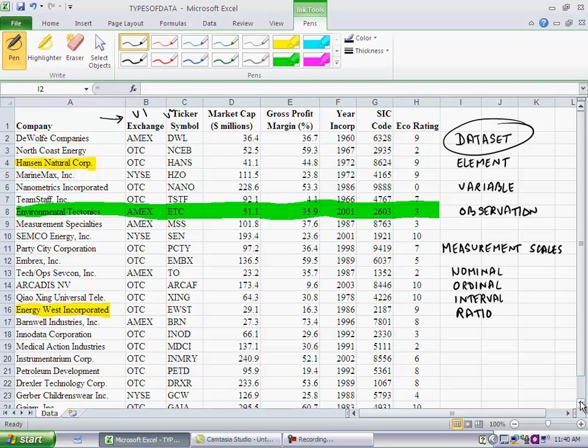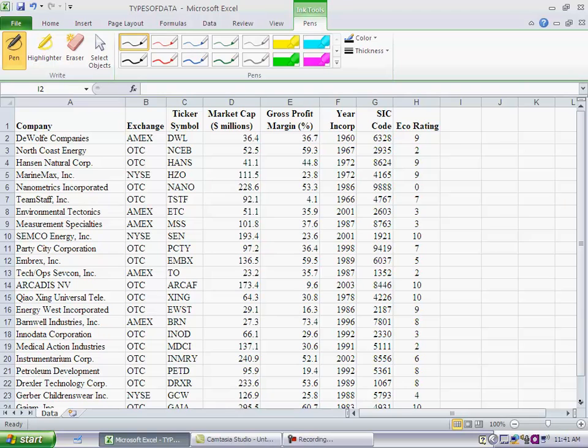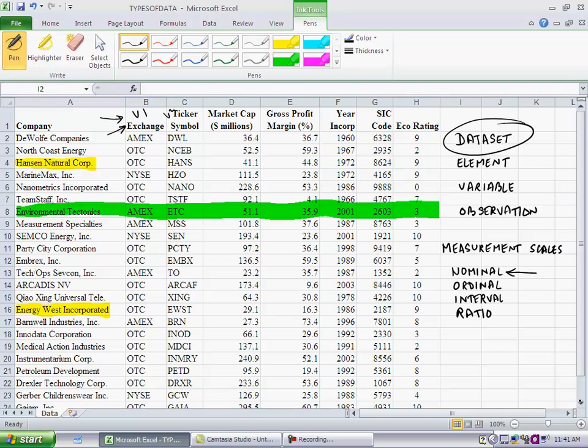Now, if you look at the variable called exchange, this one, and you look at the values for this variable, for example, you see Amex, you see OTC, which is over the counter, and you see NYSE, which is New York Stock Exchange. This variable is an example of a nominal variable. In other words, it is being measured on a nominal scale. In other words, the values do not represent any magnitude. They're simply labels.